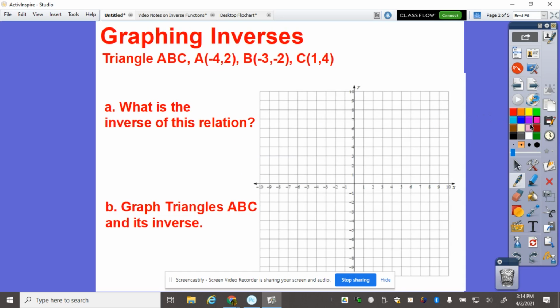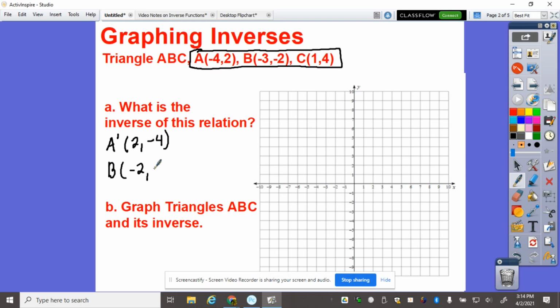Okay, so let's start it this way. So we have here a triangle ABC: A is negative 4, 2, B is negative 3, negative 2, and C is 1, 4. What is the inverse of this relation? So for us to find the inverse of this relation, again, we have to switch the x and the y. So let's say that the inverse of A is A prime. This will be now 2, negative 4. B prime is negative 2, negative 3, and C prime is 4 comma 1. So basically I just swap the x and the y here.